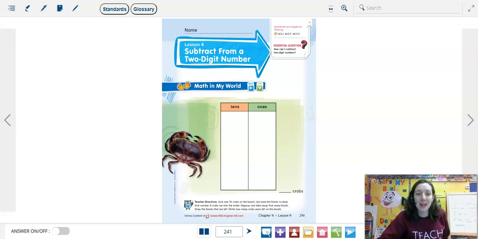Hey guys, today we're going to be working on lesson 4 in our new chapter, subtracting from a 2-digit number. Please open up to 241 in your workbook to follow along.